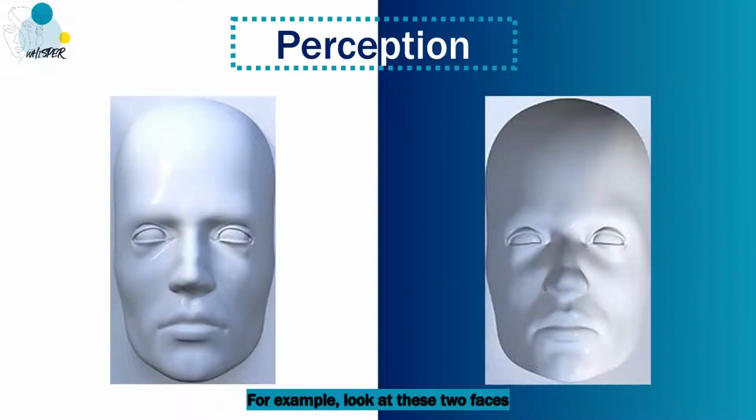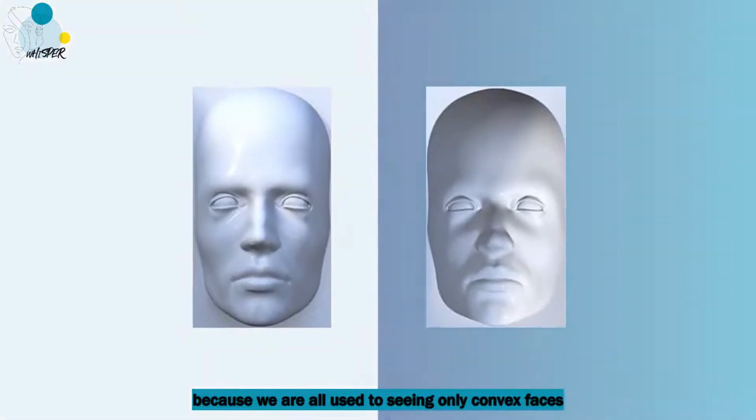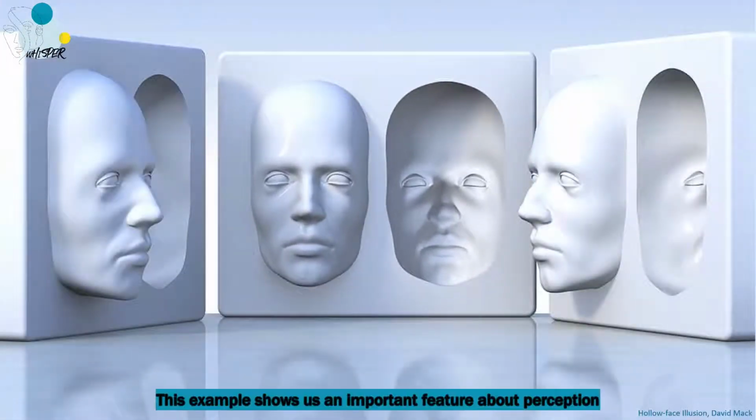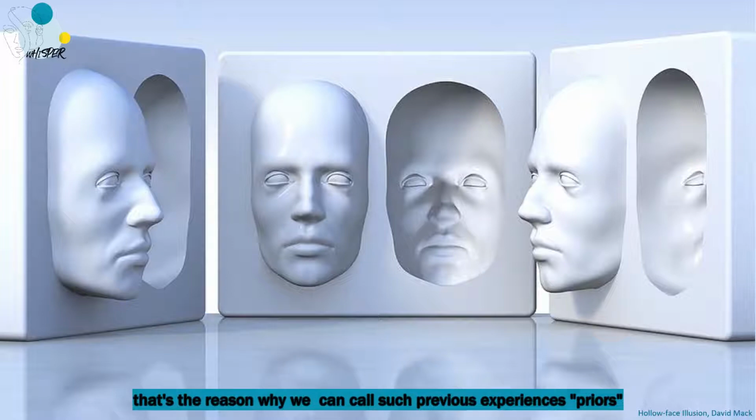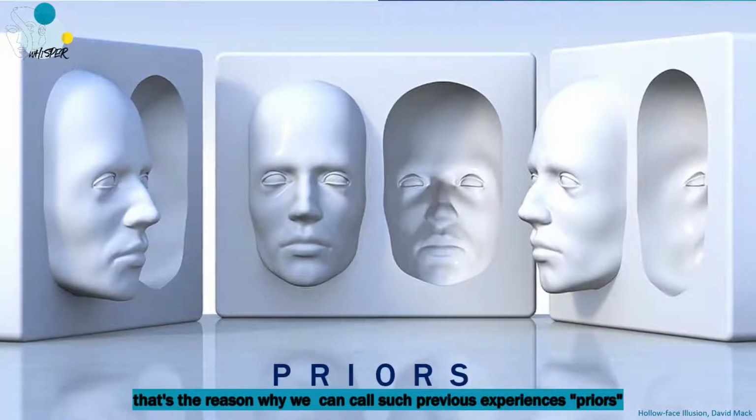For example, look at these two faces. Can you find any differences between them? The face on the right is concave, but you probably didn't notice that because we are all used to seeing only convex faces. This example shows us an important feature about perception. Perception is not the mere reception of external stimuli. It is rather an inferential process where our previous experience affects what we perceive. There is a sort of a priori in our perception. That's the reason why we can call such previous experiences priors.